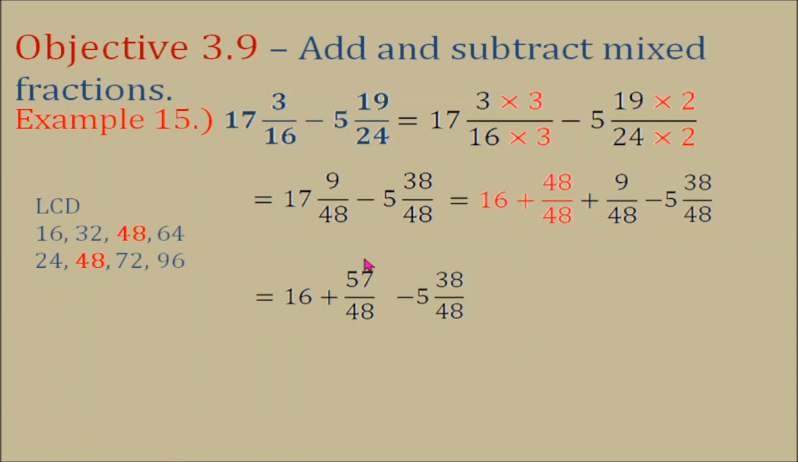Now we have here 57 is greater than 38, so we can now subtract. So 16 minus 5 is 11. 57 minus 38 is 19, and we are just copying down the common denominator. And that means our answer is 11 and 19 over 48.